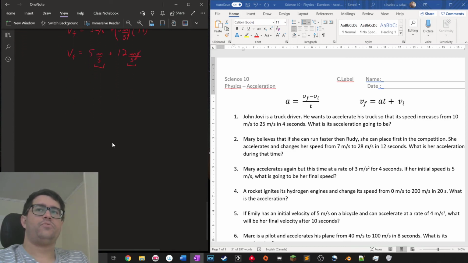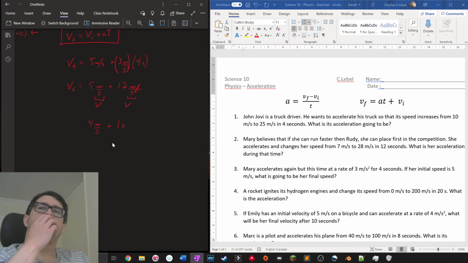We can't have a situation where you have 4 meters per second plus 1 second. This is not a situation that makes any sense, right? You can't add a second to a velocity, a time to a velocity. If you want to add a velocity to another velocity, you can, and end up with a velocity. But you can't add a velocity and a time. This doesn't make sense.